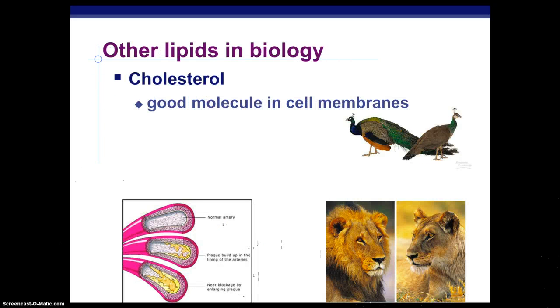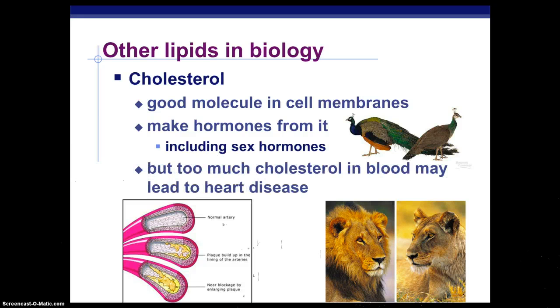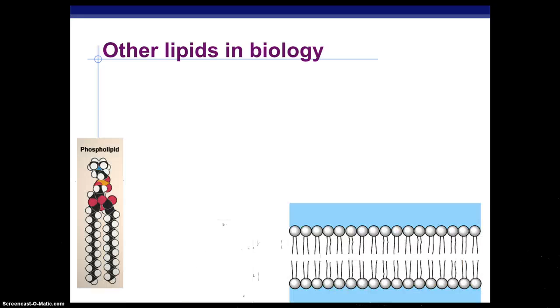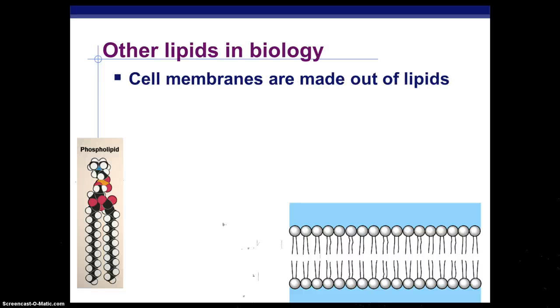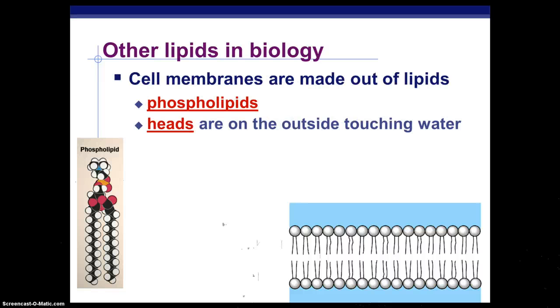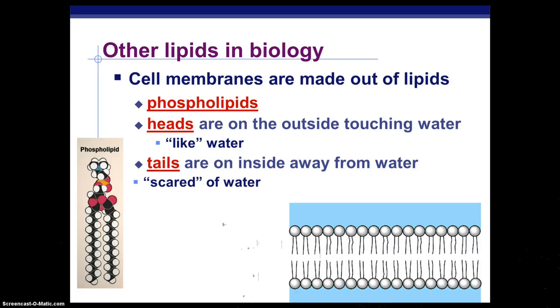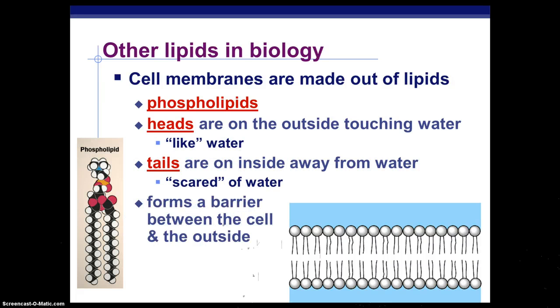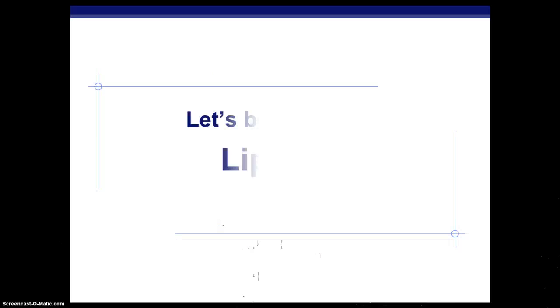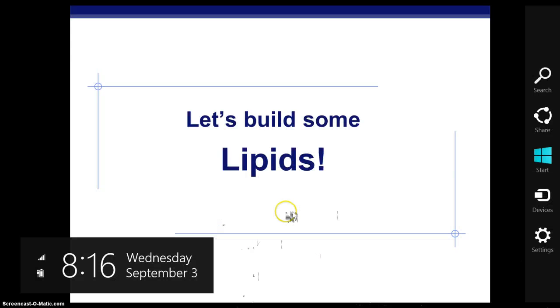And other lipids, cholesterol is another example of a good molecule you need, but of course too many aren't going to be good for you. And you need hormones too. And the cell membrane, we're going to talk more about that later, so I'm going to kind of skip over this right now, but just know lipids make up the cell membrane as well. And I'm going to have to add another video, so stay tuned.